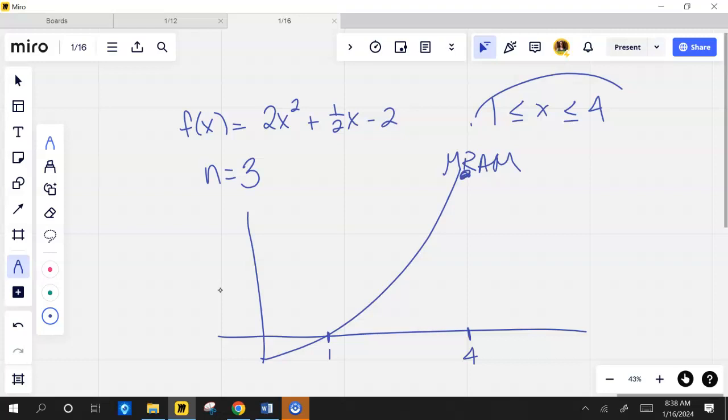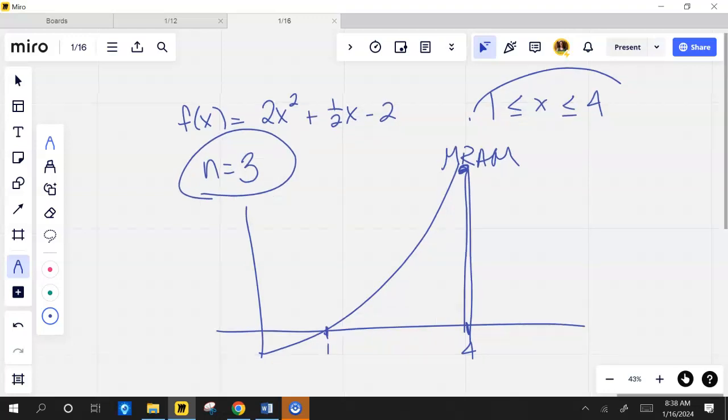So this is what happens whenever y'all ask me just to randomly think of something. But anyway, here's what I want to do. I want to find the area under here. So I'm looking for the area from here to here, right? But it says n equals 3. So that means I only want 3 rectangles, and the height of each rectangle has to happen in the middle of each.